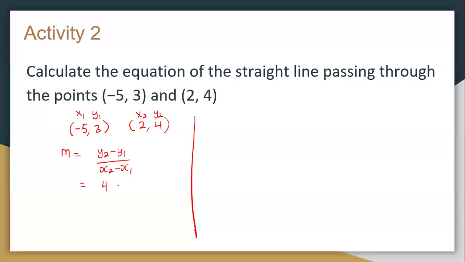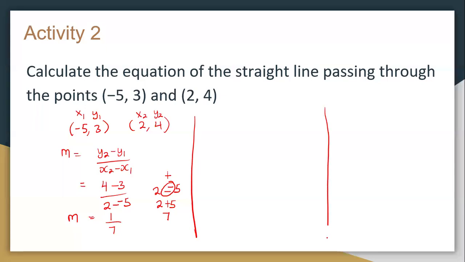Now, our y2 is 4 minus 3, out of x2, which is 2 minus negative 5. So when you do this, 4 minus 3 will give us a 1, and 2 minus negative 5 will give us a 7. Because 2 minus negative 5, you remember, yields a positive, meaning we have 2 plus 5, which gives us 7. So our gradient is 1 out of 7.